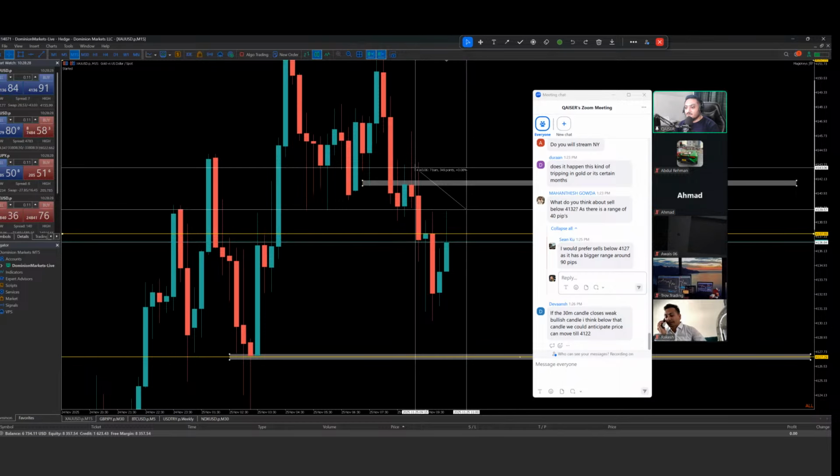You need to understand that if you get something like that, it's a 100% risky one. If you still want to go depending on the volume, you need to lower the lot size. That's all you can do if you want to force a trade here. If the 30-minute closes as a weak bullish candle, I think below that candle we could anticipate price can move till 4122.